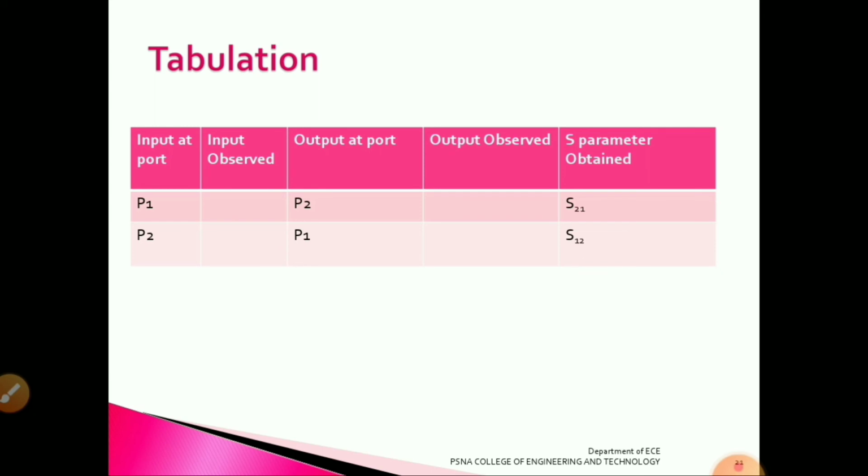Now this is the tabulation for our experiment. We have to connect port 1 to the input side and port 2 at the output side and obtain the S parameter S21. By using S21 we can calculate the insertion loss. For the second calculation, that is for the calculation of the isolation loss, connect port 2 to the input port and port 1 to the output port and obtain the S12 parameter. And by using the S12 parameter, we can calculate the isolation loss.